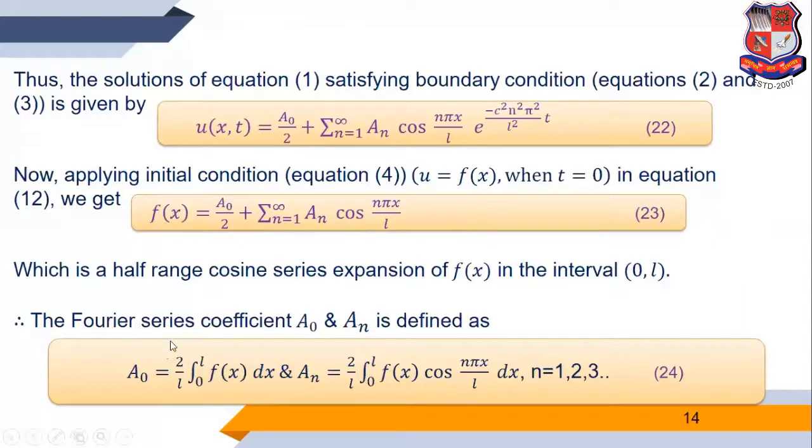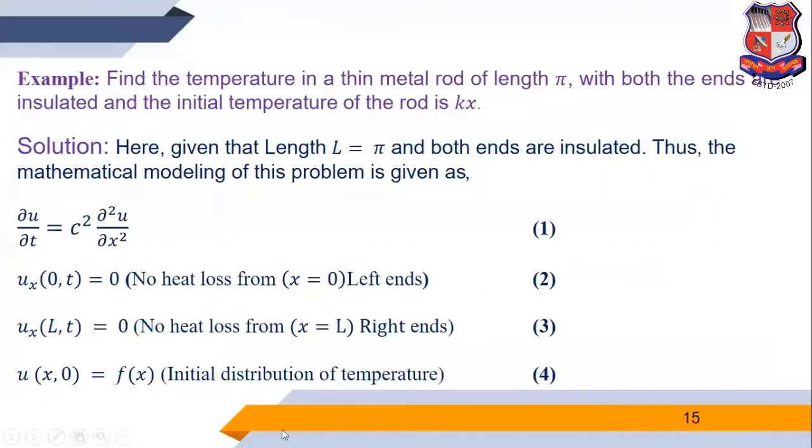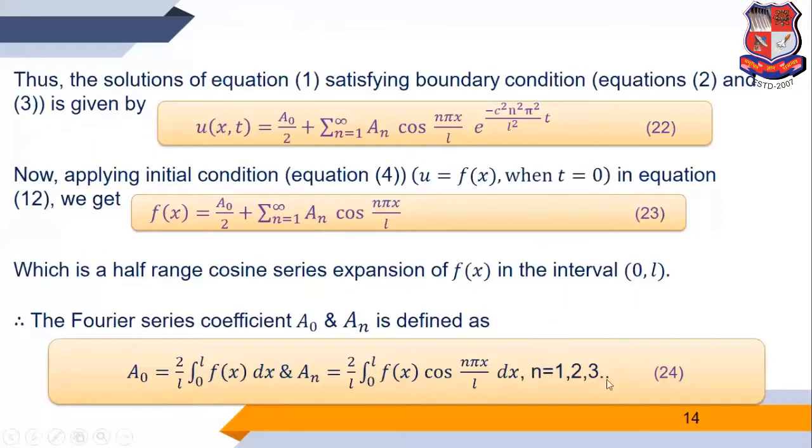Therefore, the Fourier series coefficients a0 and a_n are defined as a0 is 2 by L integral 0 to L f(x) dx, and a_n is 2 by L integral 0 to L f(x) into cos n pi x by L dx, where n is 1, 2, 3, and so on.